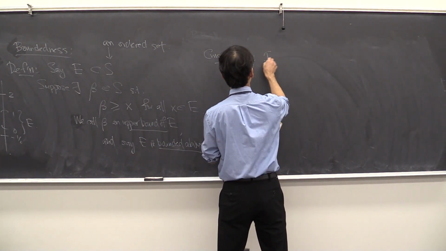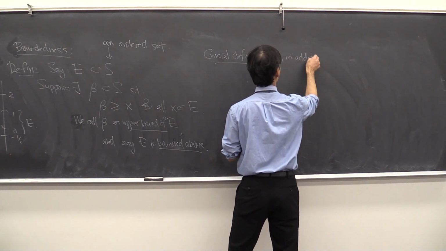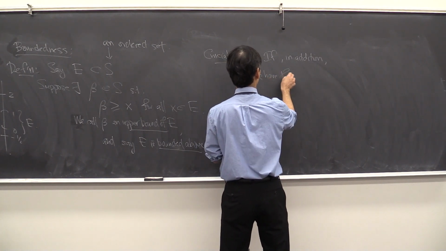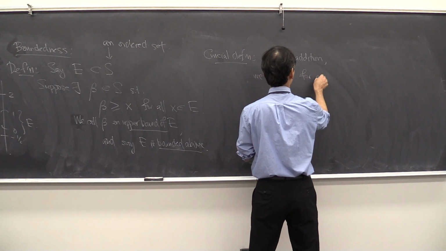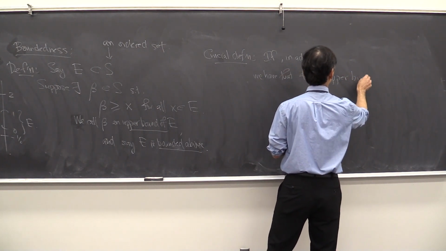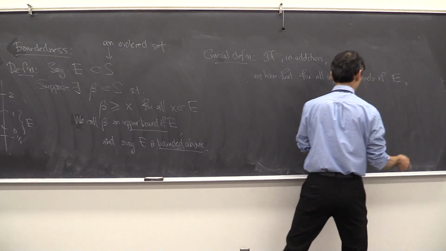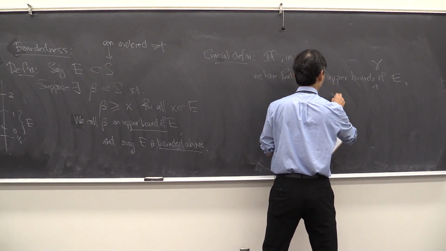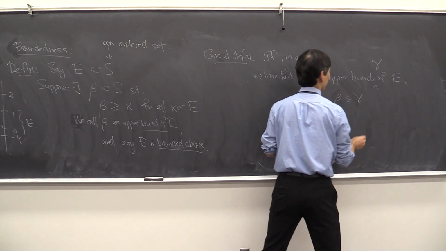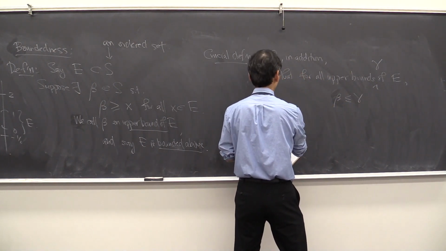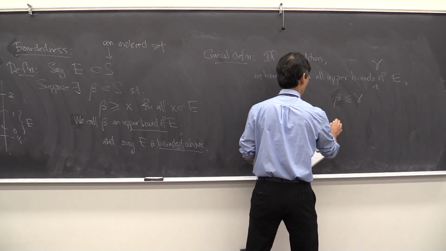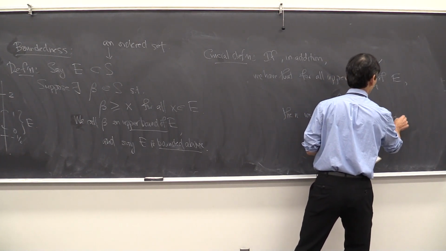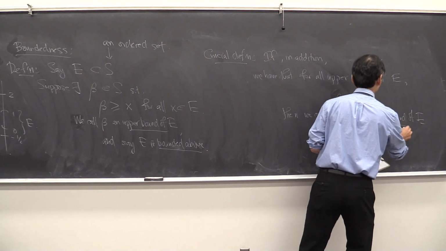More interesting and far more crucial is the following definition. If, in addition, for all other upper bounds gamma of E, we have that beta is less than or equal to gamma, then we call beta the least upper bound of E, also called the supremum.